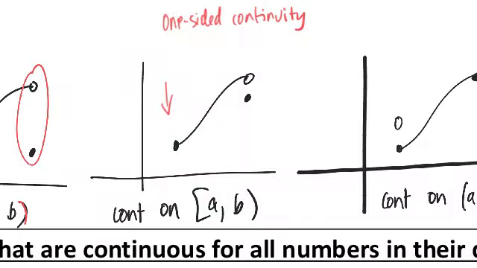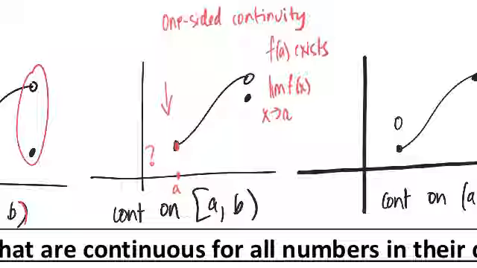Because we don't know what the function is doing to the left of a. That part is not even shown in the picture. But we know that the function is continuous at x equal to a, but it's continuous only from one side. What we mean by that is that f of a exists, it's this dot, whatever that value is. The limit of f of x as x approaches a exists from one side.